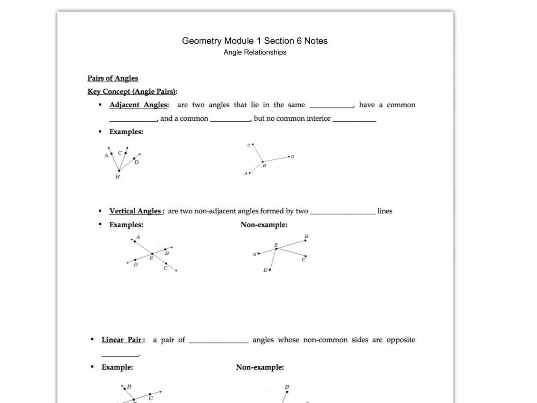Adjacent angles are two angles that lie on the same plane, have a common vertex, and a common side, but no common interior points. Okay?